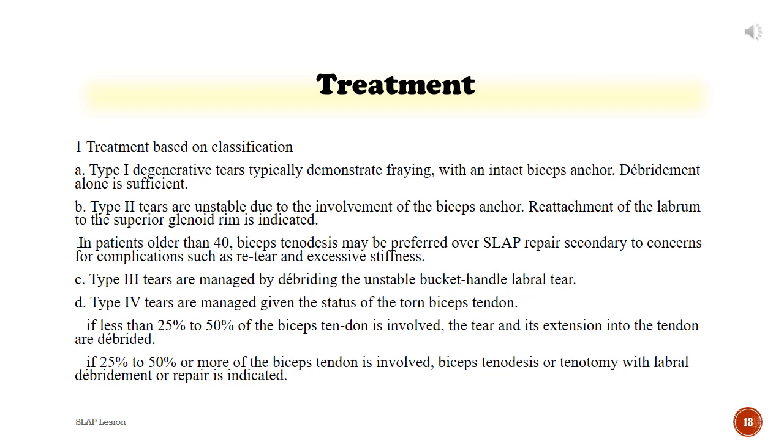C. Type 3 tears are managed by debriding the unstable bucket handle labral tear. D. Type 4 tears are managed given the status of the torn biceps tendon. If less than 25% to 50% of the biceps tendon is involved, the tear and its extension into the tendon are debrided. If 25% to 50% or more of the biceps tendon is involved, biceps tenodesis or tenotomy with labral debridement or repair is indicated.